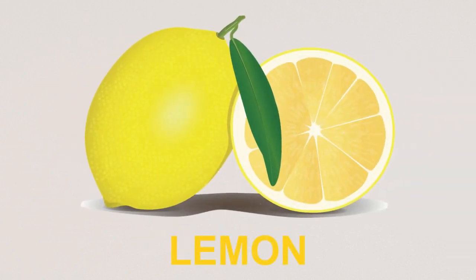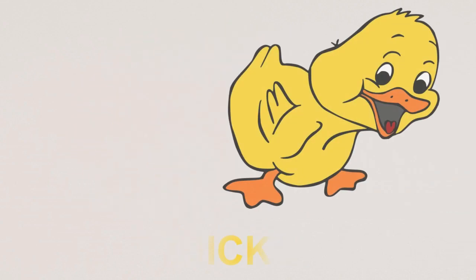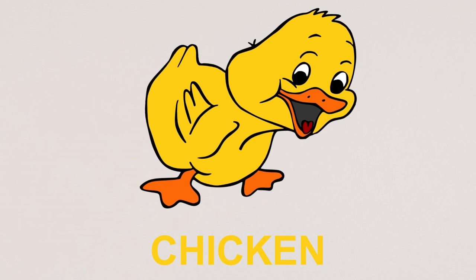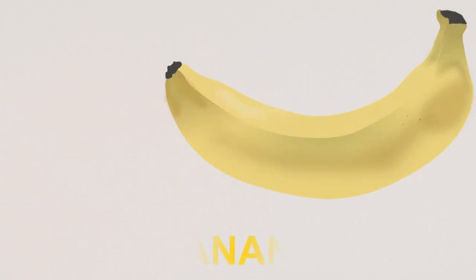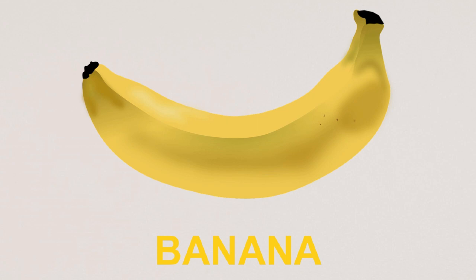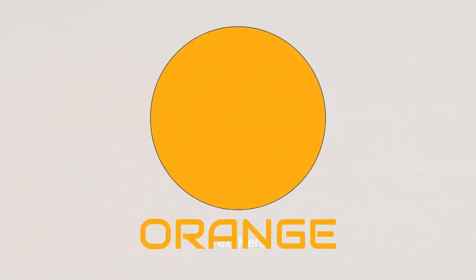Lemon is yellow. Chicken is yellow. Banana is yellow. This is orange color.